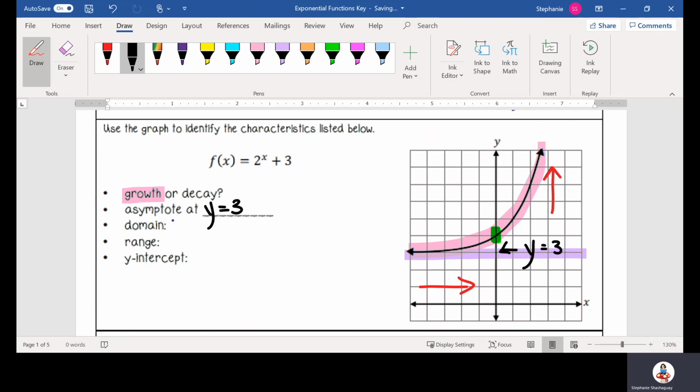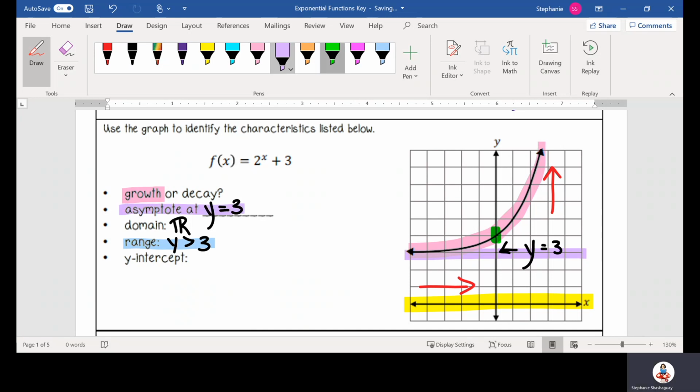Our domain here, that has not changed because it's still all real numbers, because anything along this x-axis could be our input. And then our range is y has to be greater than 3. And look at how our range relates to our asymptote.